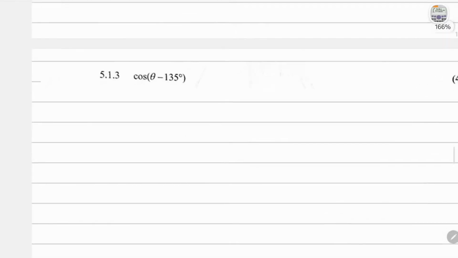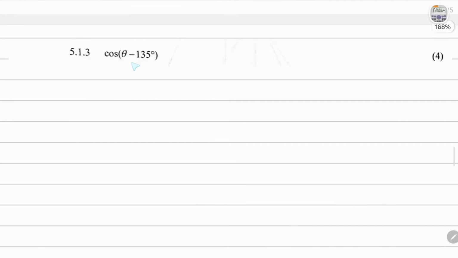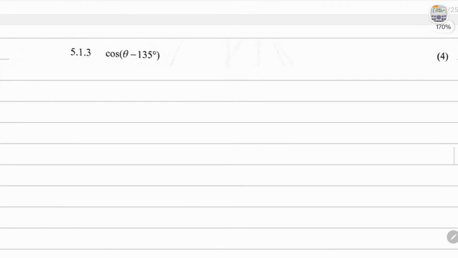The next question, 5.1.3, says we have to find cos of theta minus 135 degrees. I can see that this is a negative angle, and I could add 180 degrees, but I'm not going to do that immediately. There's a quicker way.